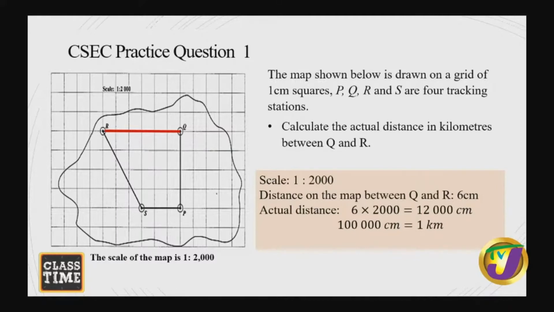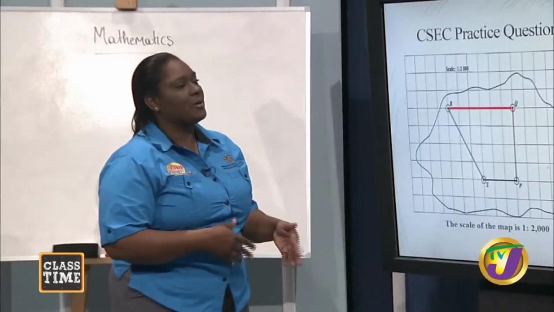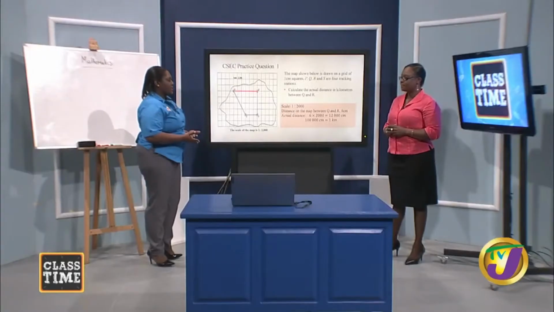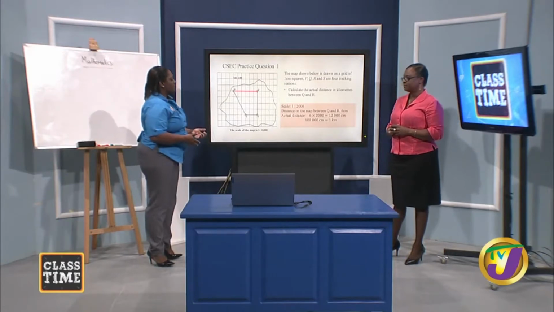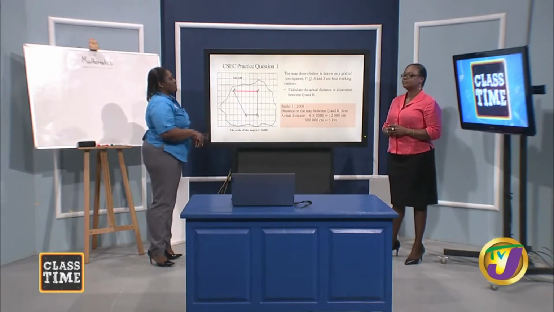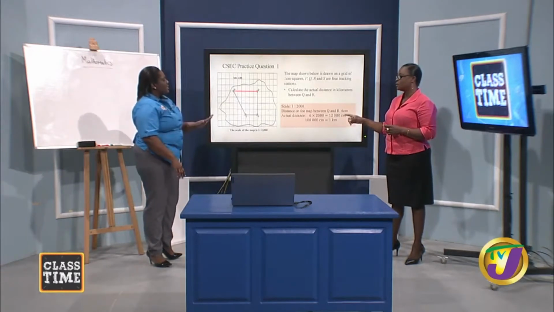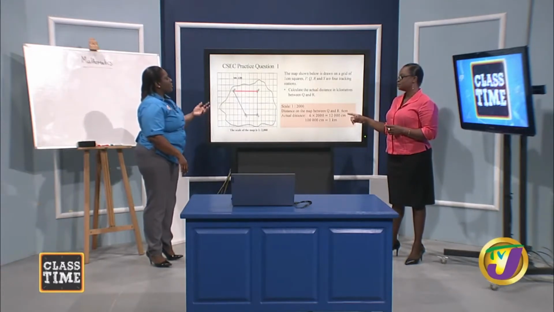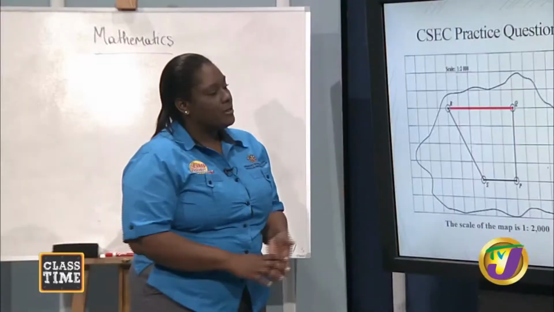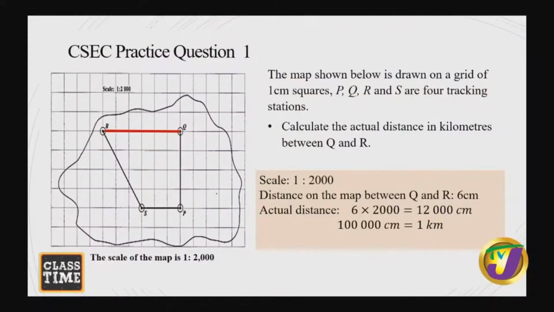These are pieces of information that we would have had from when we were doing conversion, so this will stick with us. 100,000 centimeters gives us 1 kilometer. How do we use that information now? What we need to do is to convert our 12,000 centimeters to kilometers. Because we're changing from the smaller unit to the larger unit, we are going to be dividing.